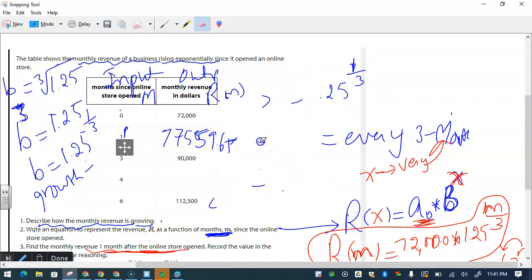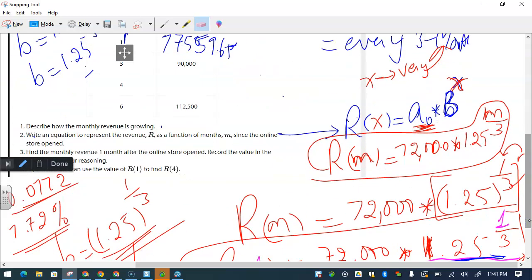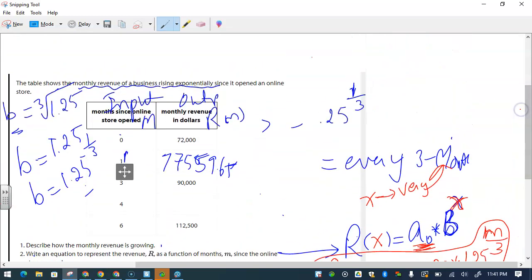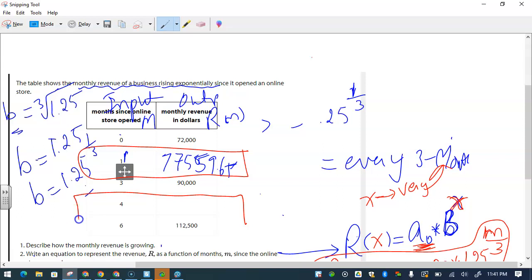Now the next question they're asking, well, the last question is asking you to explain how we can use R1. So how do you use this R1 to find R4? That's what I'm trying to say. So we did know what is R1, right? So this is R1. How can we use that to get this one?